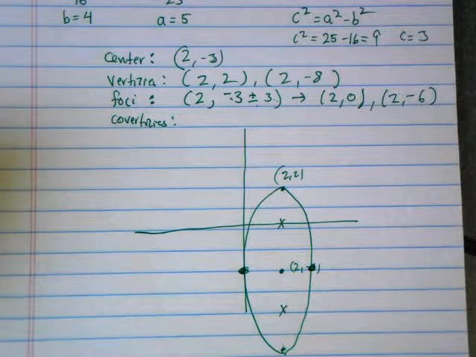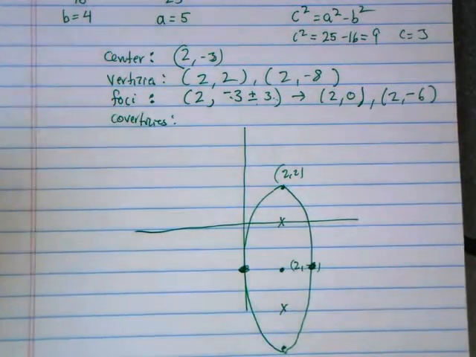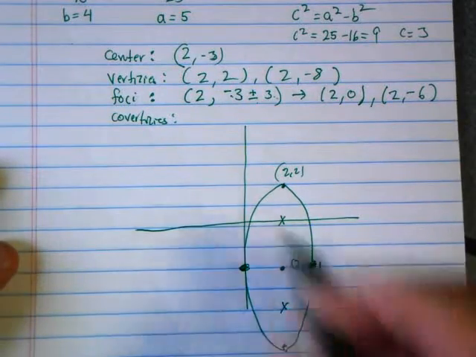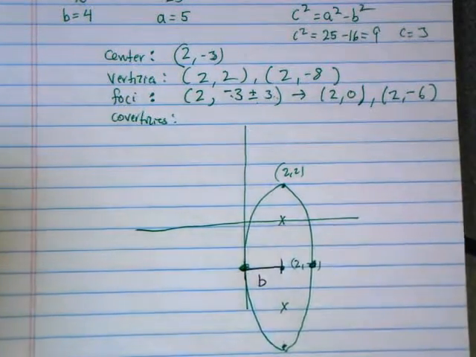Like my ellipse? Sorry. On the test, I'll give you a nice grid so you can have nice accurate dots on your grid. Not sloppy like mine. All right, so to find my co-vertices, I need the b number. b is that distance from the center to the co-vertex.